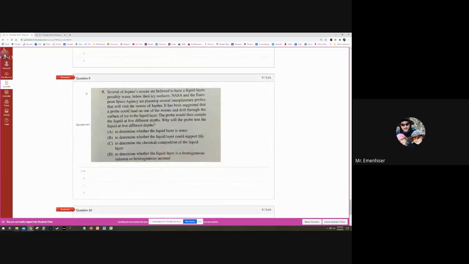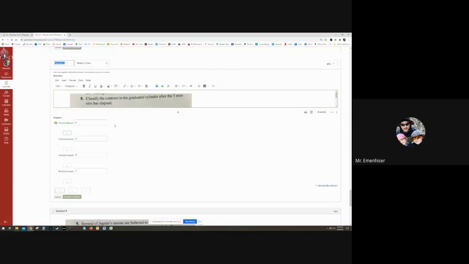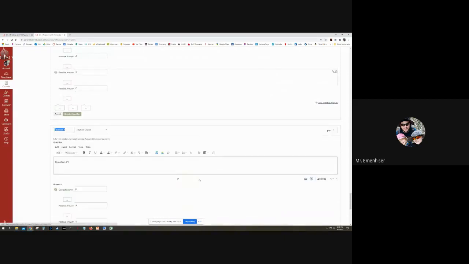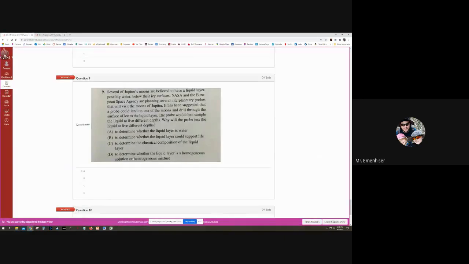Okay, number 9, I'm just going to give you guys the answer. Number 9 is D. Several of Jupiter's moons are believed to have a liquid layer, possibly water, below their icy surfaces. NASA and the European Space Agency are planning several probes that will visit the moons of Jupiter. It has been suggested that a probe could land on the moons and drill through the surface of ice to the liquid layer. The probe would then sample the liquid at 5 different depths. Why will the probe test the liquid at 5 different depths? And that is to determine whether the liquid layer is a homogeneous solution or a heterogeneous mixture.